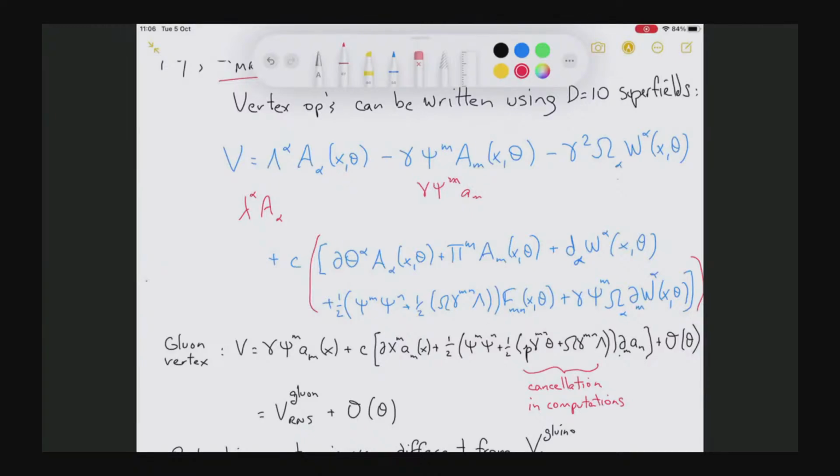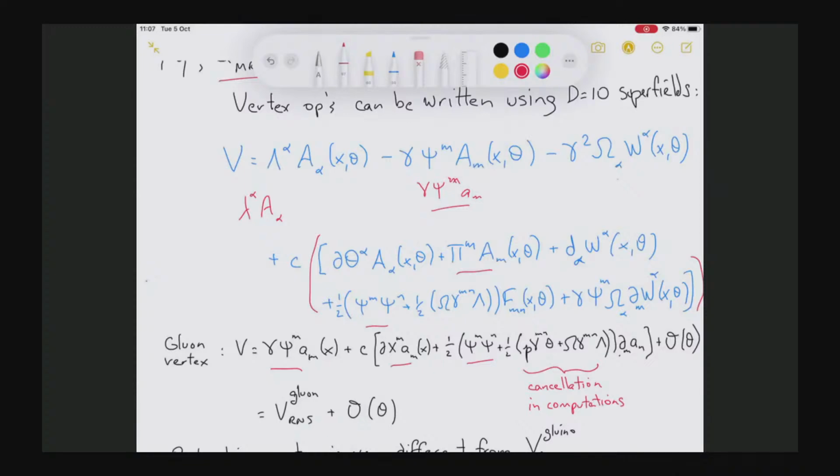So for the gluon vertex operator, you just look where the gluon appears in these superfields here. And you find that at lowest order in theta, of course, you have this term here. Then the terms proportional to C, you get a term here coming from here. And then the psi term comes from here. But now you get some additional terms. These additional terms involve the auxiliary variables. But they appear in a way which cancels in computations.